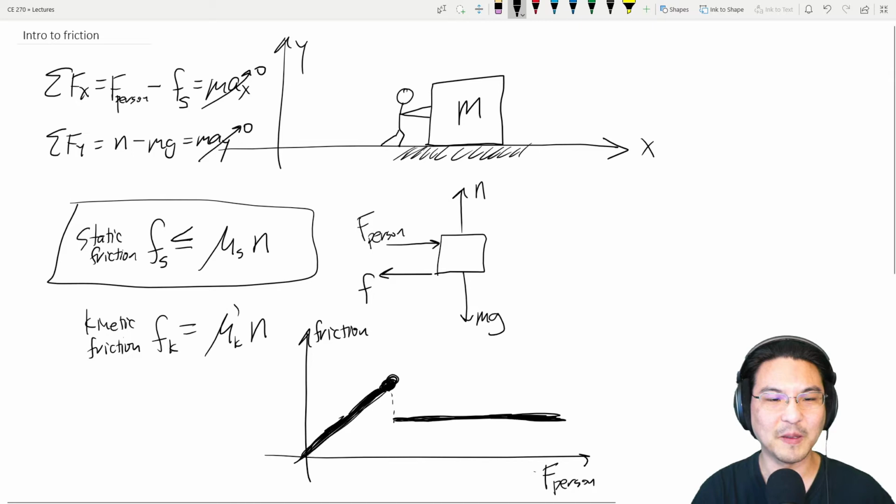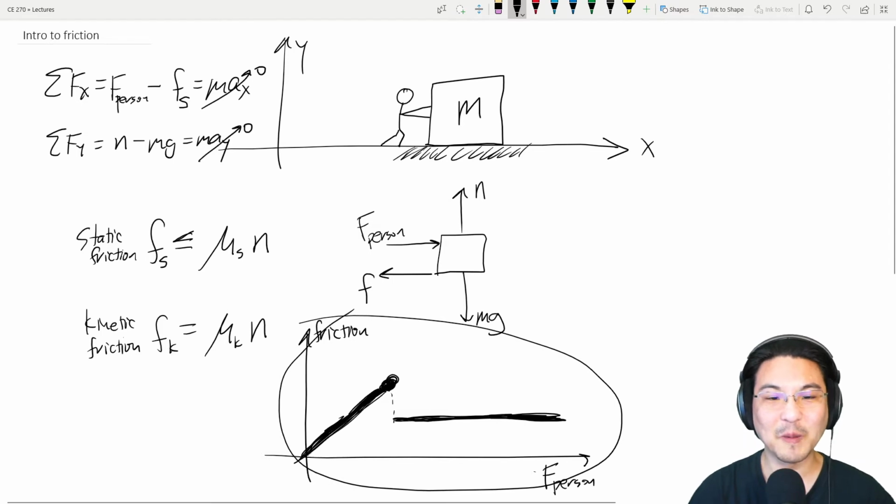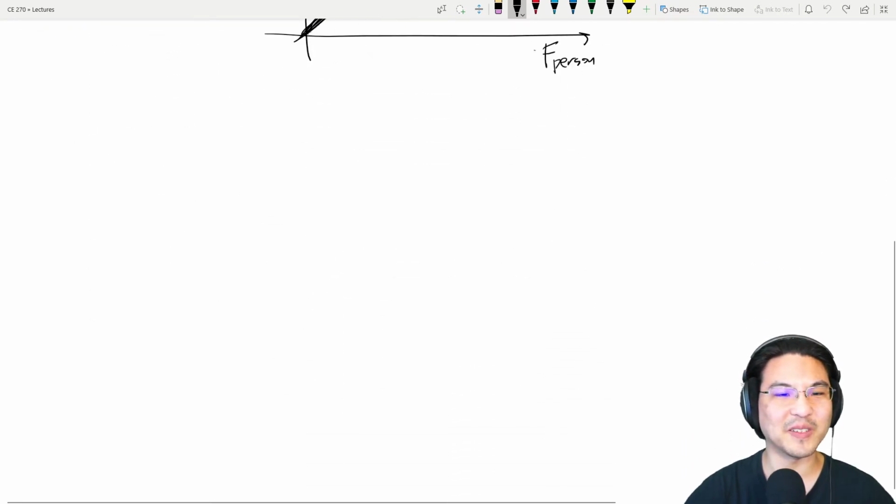So typically, the value for the coefficient of kinetic friction is less than the value for the coefficient of static friction. Okay, so you can remember this picture to remind you of the story. Okay, let's try some practical questions.